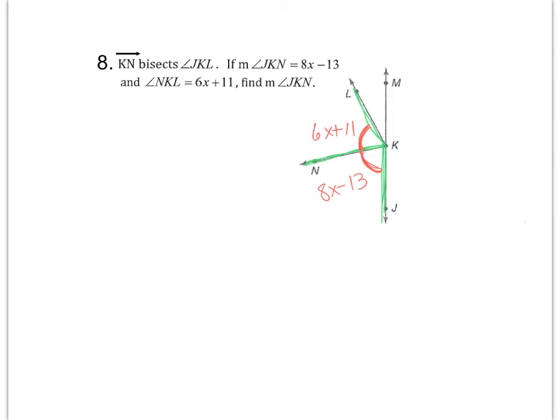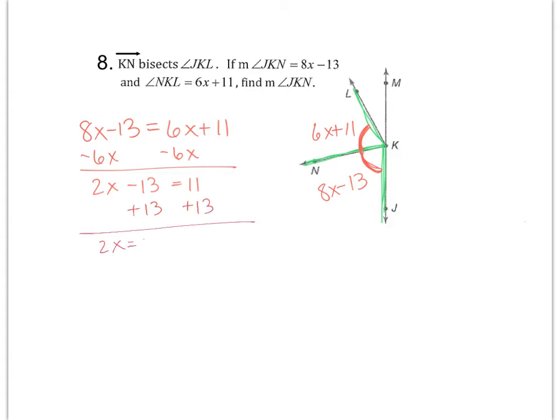What I'm thinking is, if I could figure out what x is and then plug it in, I could get my answer. So I know that those two angles are the same size. So the 8x minus 13 has to be equal to the 6x plus 11. And so now I can just solve it for x, just like your regular algebra that you've been doing for a long time now. I'm going to add the 13. So we get 2x equals 24. Divide by 2, x equals 12.